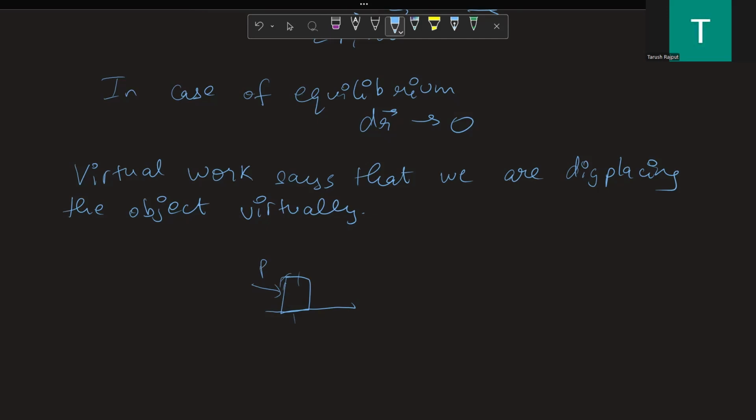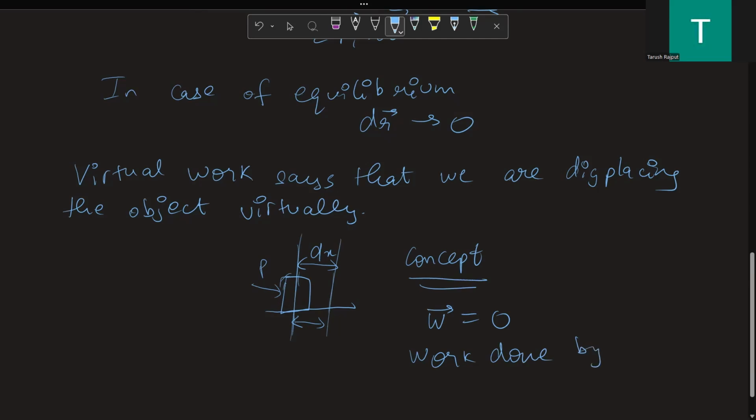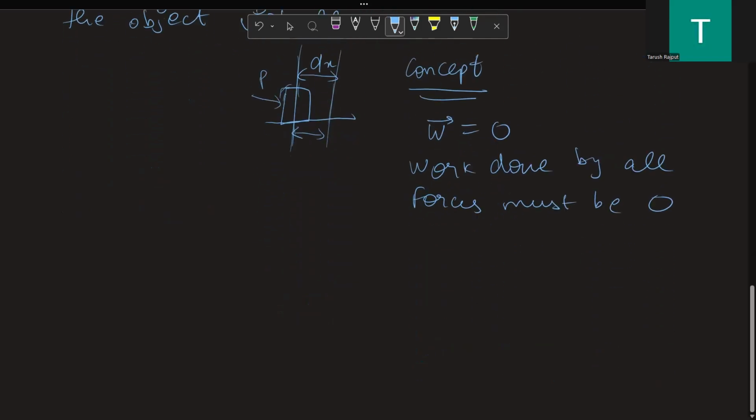So you can just consider that this particle has been displaced by a distance of dx, and then you can apply the concept of virtual work, which says that if the particle has not moved, then the net work done must be zero. Which means the work done by all forces must be zero, which means P dot dx plus, let's say, the frictional force dot dx equals zero. Actually, we don't need to consider the sign of the forces because we are already doing a dot product. So the minus will automatically come once we are finding dx, that I will explain when we are solving the questions.